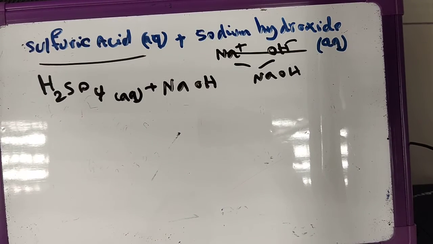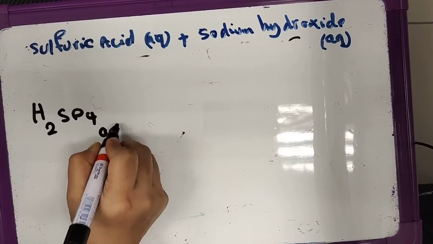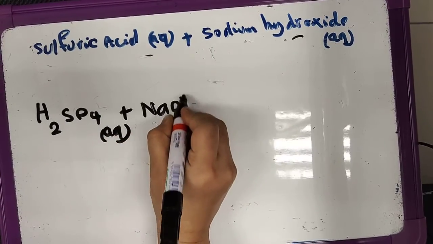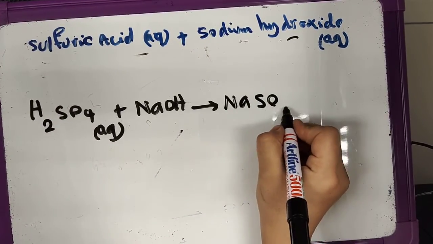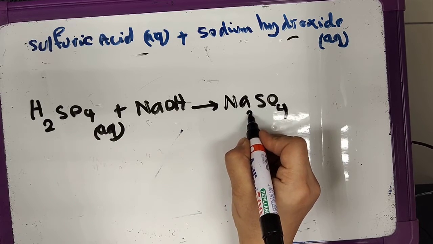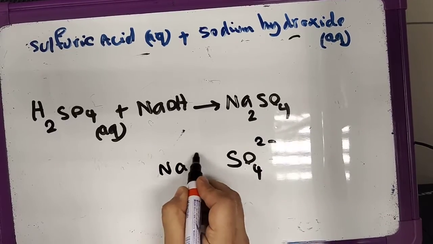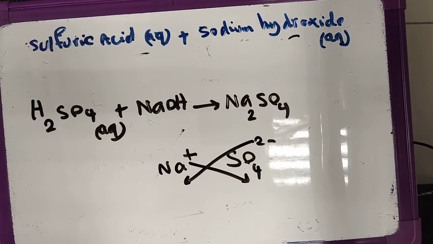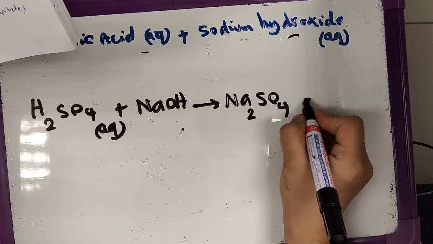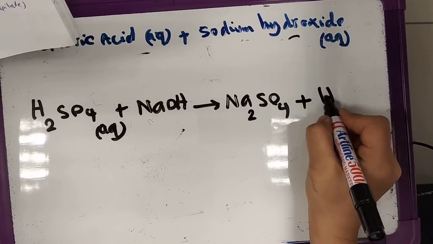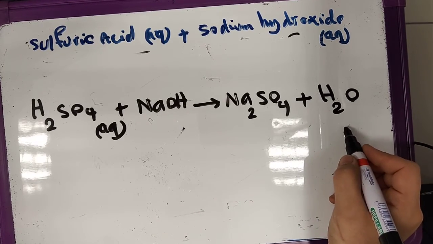You have to predict the product. So I rewrite again: H2SO4 in aqueous form plus sodium hydroxide, NaOH. Now predict the product, which becomes sodium sulfate. Na2SO4, sodium sulfate, because SO4, if you remember, the ion is 2 minus, Na is positive. So if you just swap the numbers, you will have this formula for the sodium sulfate. The next product is H2O.